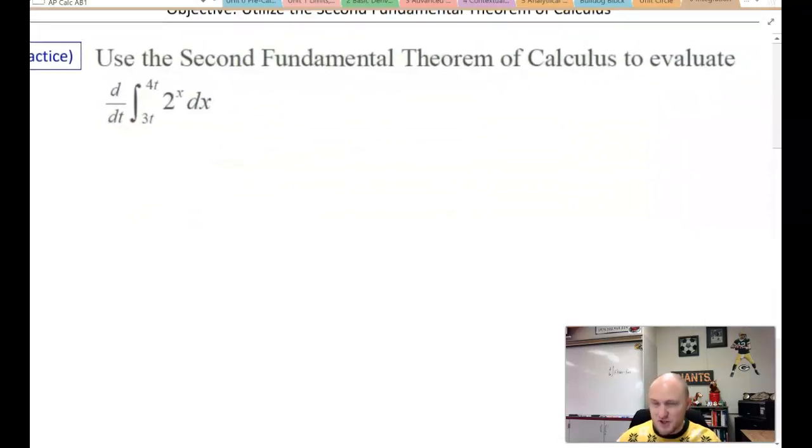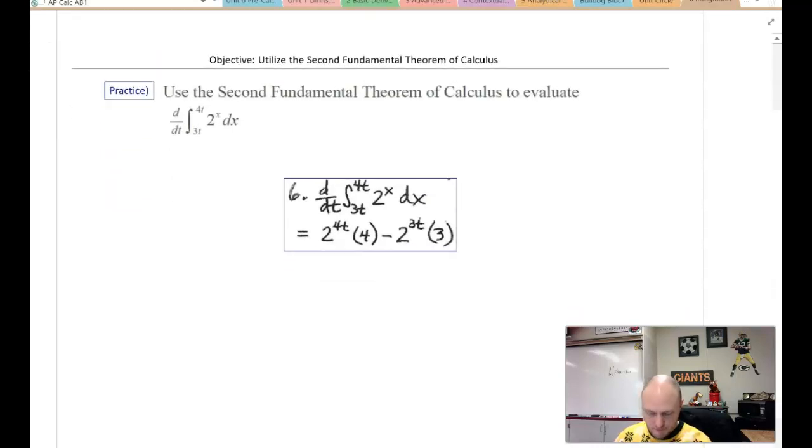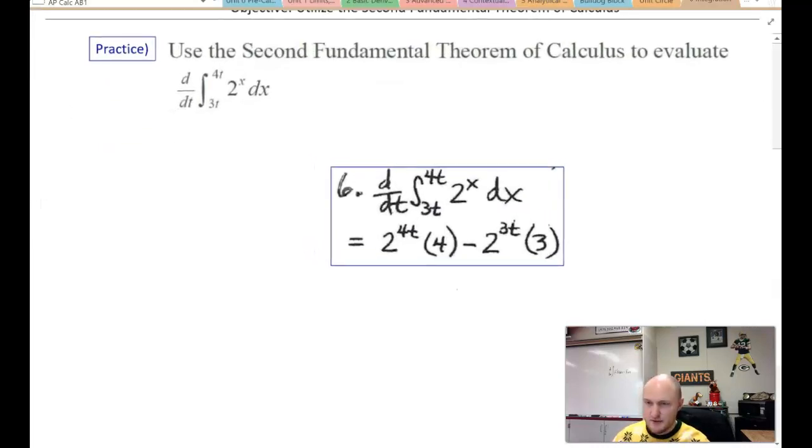But this time, watch out, we have derivatives of these bounds. What do we do? Okay, hopefully you paused the video. Here is the solution. Again, we plug in our functions, but you have to multiply times the derivative of the bounds. Okay, so there you have it. That's the second fundamental theorem of calculus.